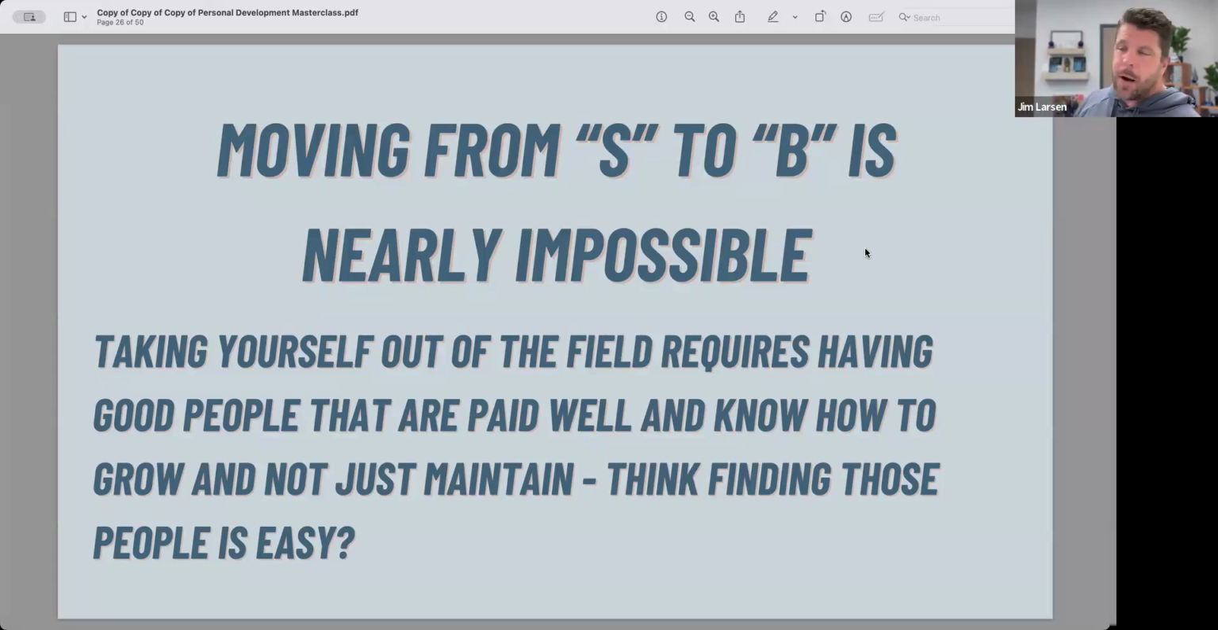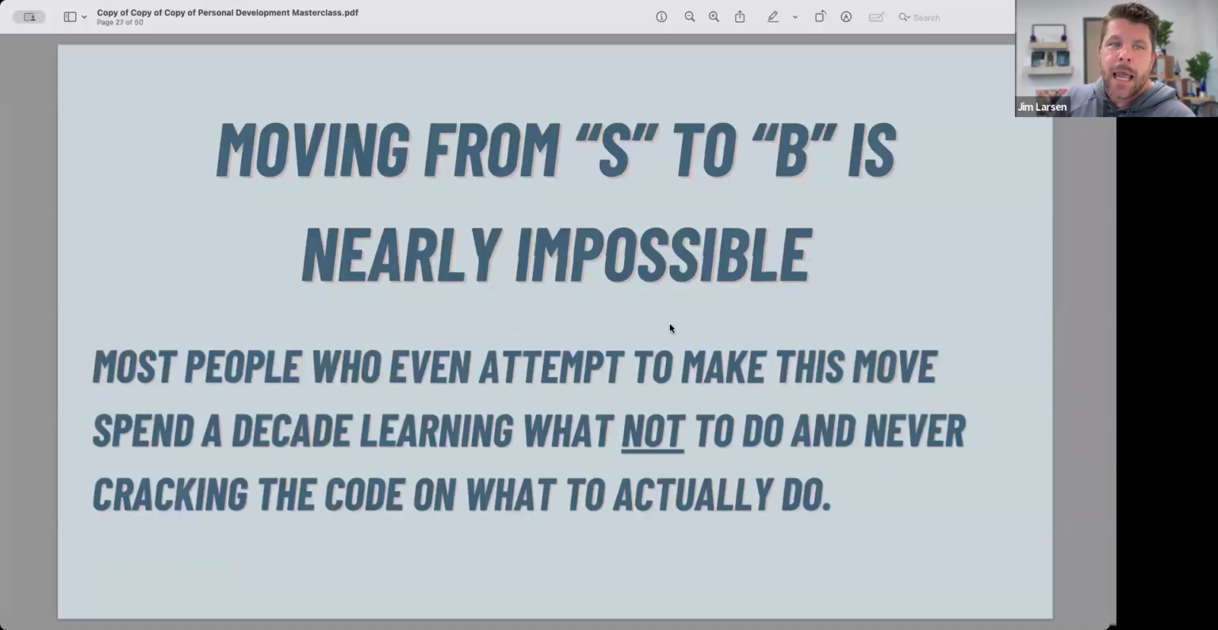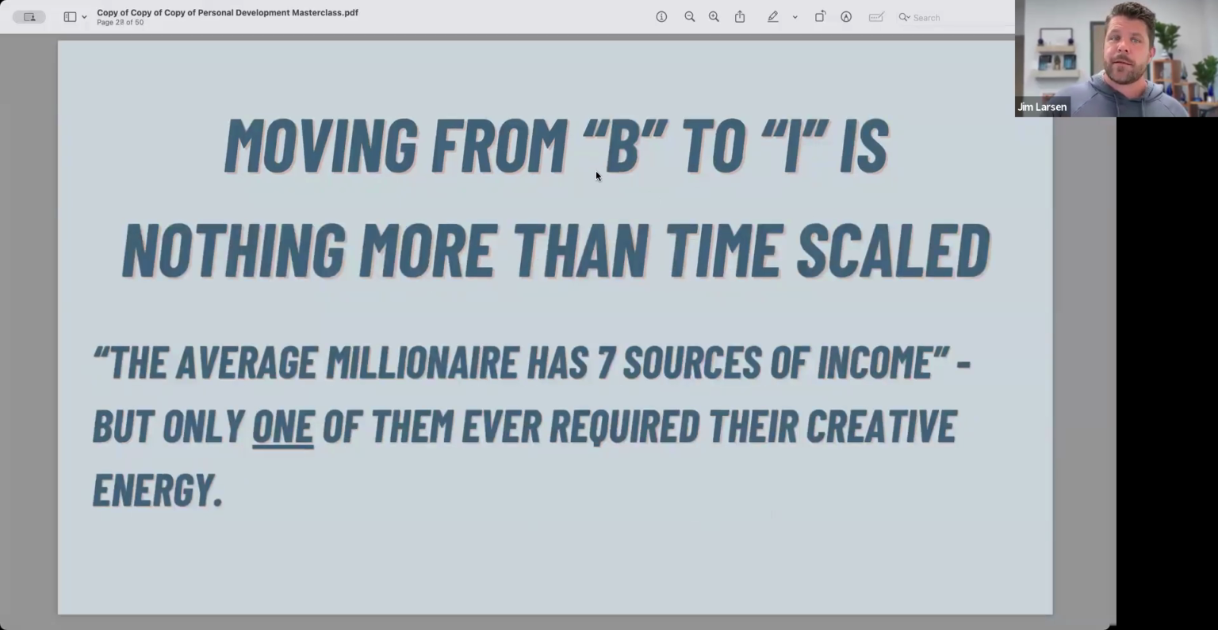So think you own a restaurant, great, you own a restaurant. But if you can't find good people that can run, operate, and grow that restaurant, you're never getting out of that restaurant. No matter what business you want to own, if you can't find good people that can run that, build that system, you can't scale it, you can't leave. Moving from the S to the B is so hard. Most people who even attempt to move from S to B spend a decade and thousands and thousands of dollars learning what not to do and never cracking the code on what to actually do. That's the reality of most people in business.